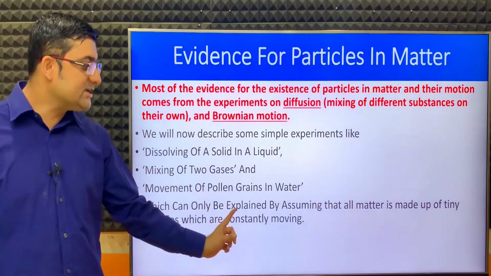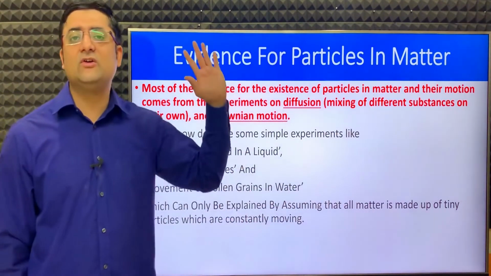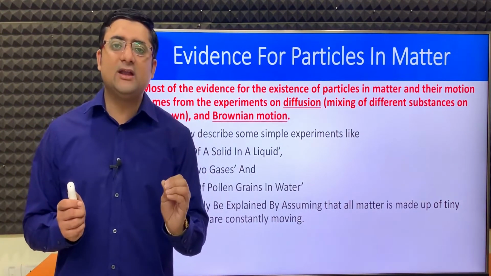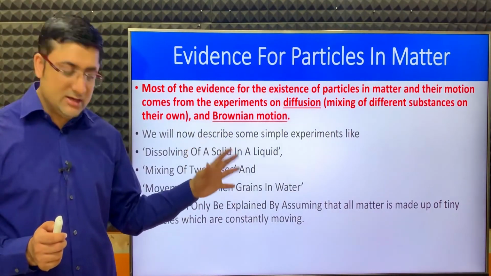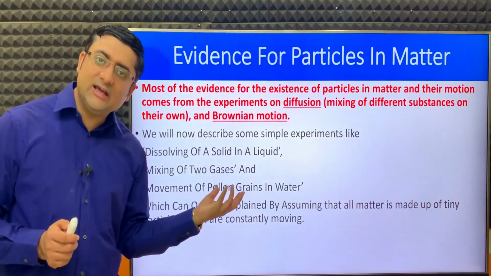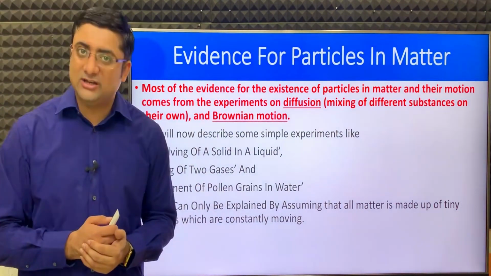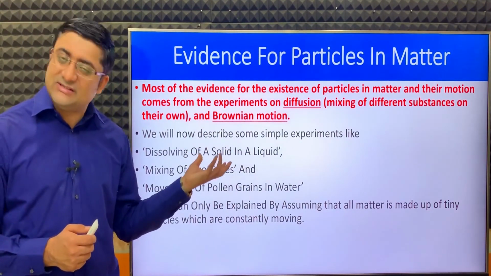So which can only be explained by assuming that all matter is made up of tiny particles which are constantly moving. Is this clear? So what is matter made up of? Extremely small particles called atoms or molecules. What is the evidence? We'll see these experiments over here, and the results of these experiments will tell us that not only is matter made up of tiny particles, but these particles are constantly moving. Is this clear? So I hope what matter is made up of and the evidence which you're going to see is clear.